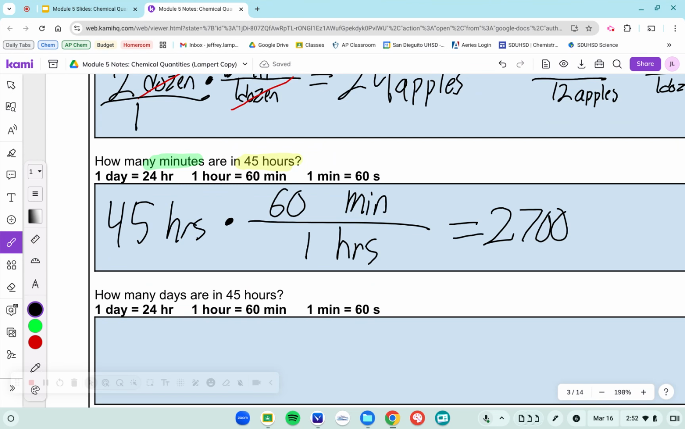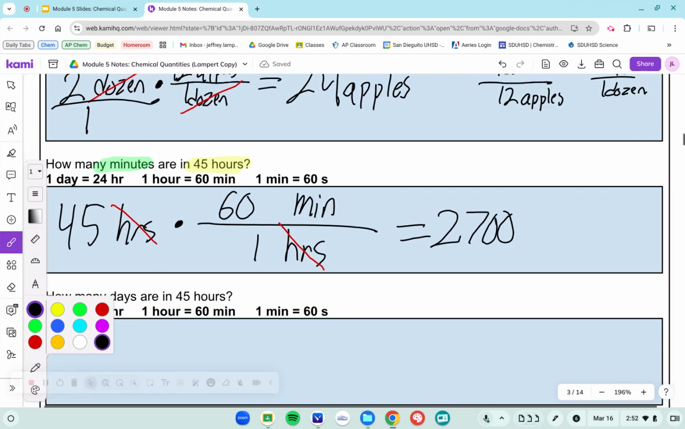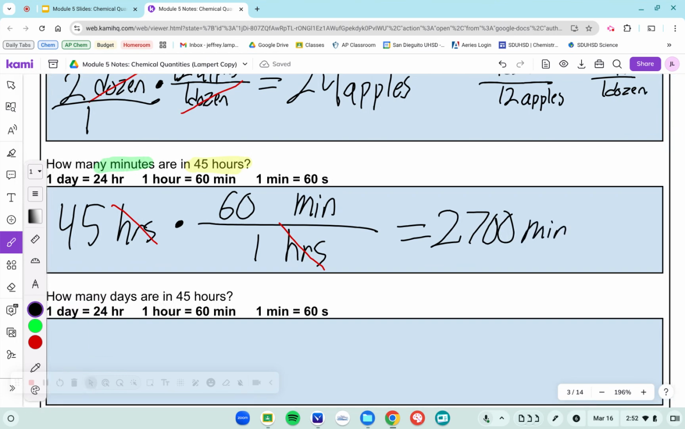Now I need to look at units. For units, I have hours times minutes divided by hours. When I have that together, the hours will cancel out, because I have hour divided by hour. Since hour is divided by hour, it disappears, so the only unit that's left is minutes. Does this make sense so far?